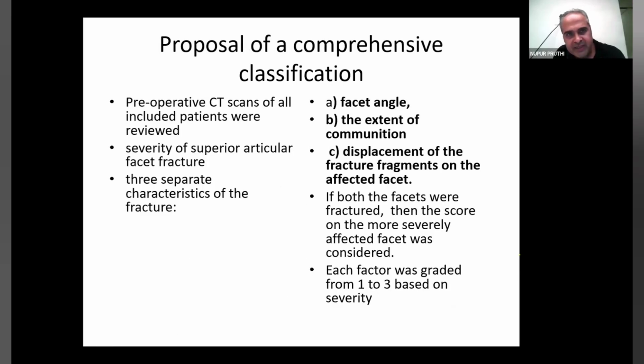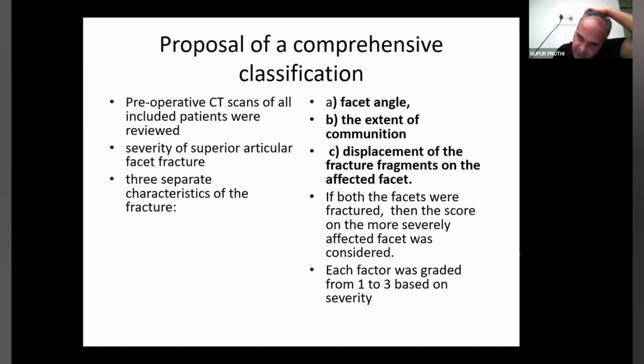Preoperative CT scans of all included patients were reviewed. Severity of superior articular facet fracture was studied. Like this classification, three things were studied: the facet angle, the extent of comminution, and the displacement of fracture fragments on the affected facet. If both the facets were fractured, the score on the more severely affected facet was considered.